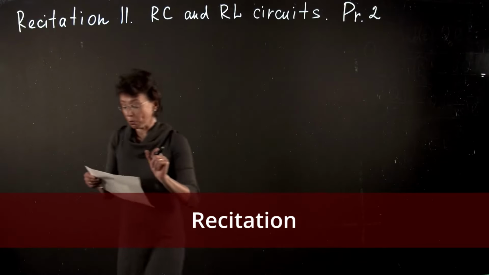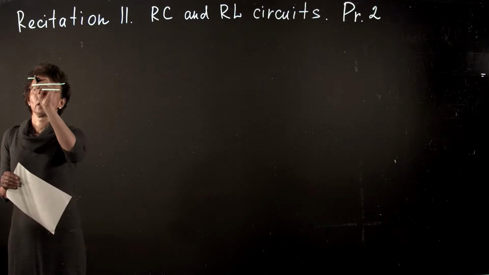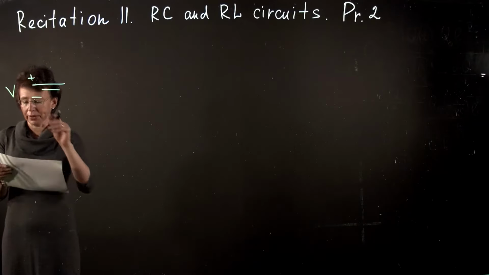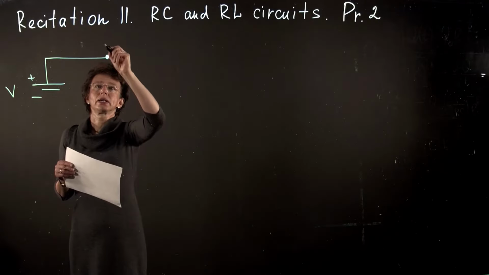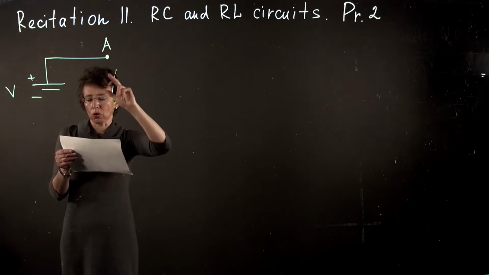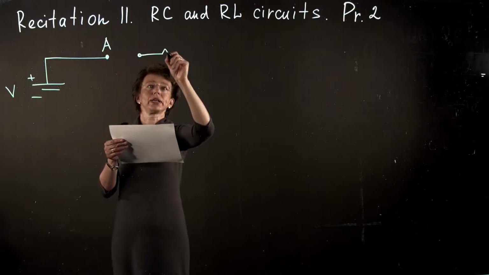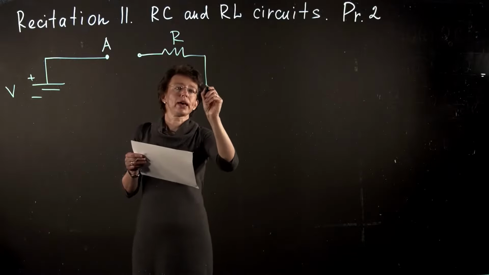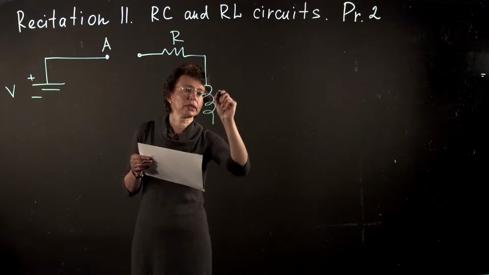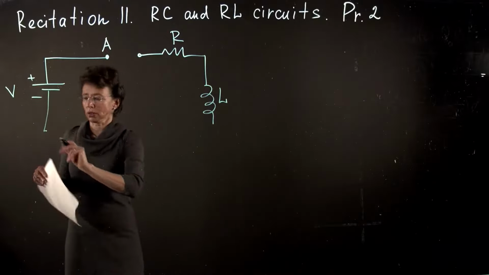Problem 2. For problem 2, we will have a circuit with a battery, plus minus V. Then we will have here a switch. We will call this point A. And then we will have a resistor with resistance R. Then we will have an inductor here with inductance L. And we will close the loop.